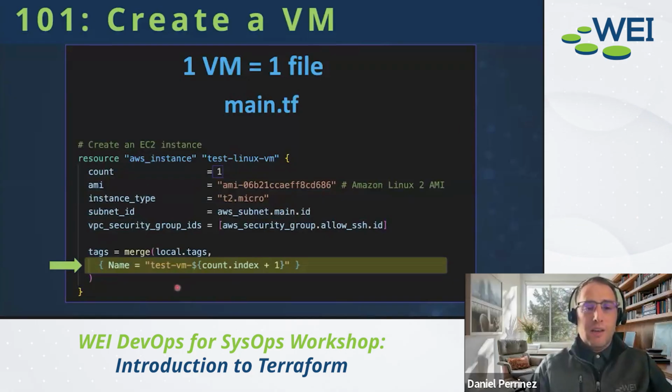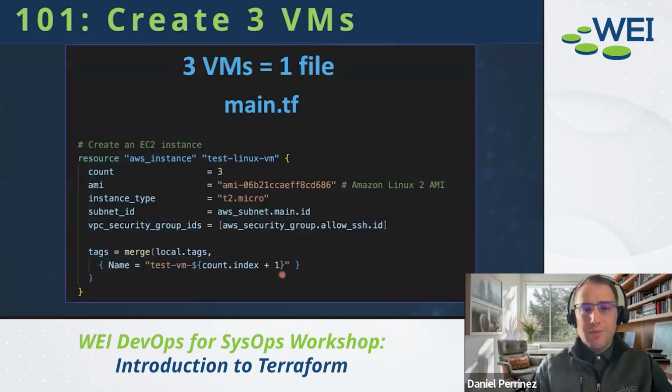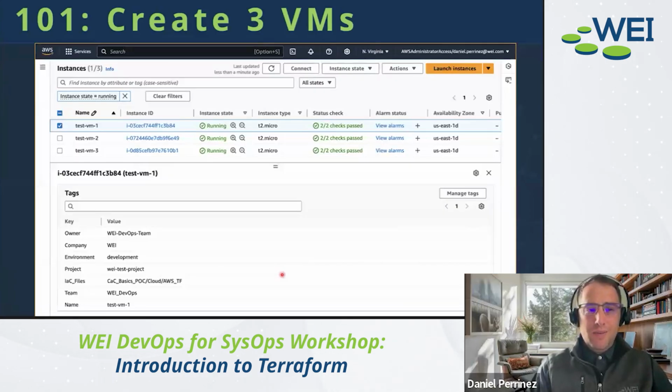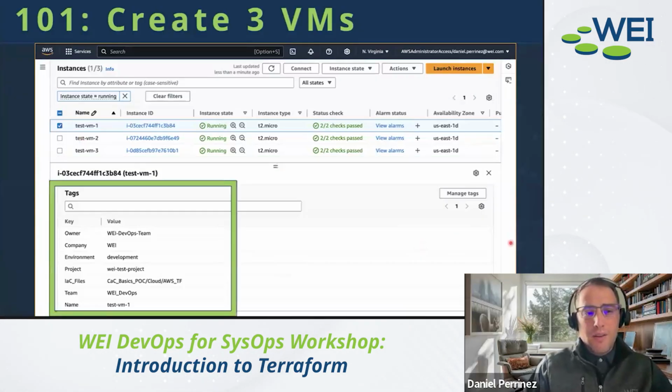In this case, you can see there's a little bit of a hint of where we're going. Notice I have a name here that's being augmented with count.index plus 1. So what about multiple VMs? Well, you just update that count from 1 to 3. And let's see what that looks like. We've created now 3 VMs, test VM 1, 2, and 3. And they're all the same, and they have all the same tags.